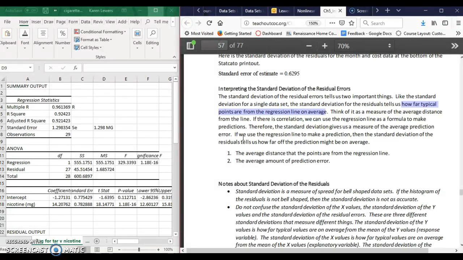If there is a correlation, we can use the regression line as a formula to make predictions. So the standard deviation gives us a measure of the average prediction error. If we use the regression line to make a prediction, then the standard deviation of the residual tells us how far off the prediction might be on average. So 1, this is the average distance that the points are from the regression line, and 2, the average amount of prediction error when we use the regression line to make a prediction. So I'm going to state those now in my Word document.